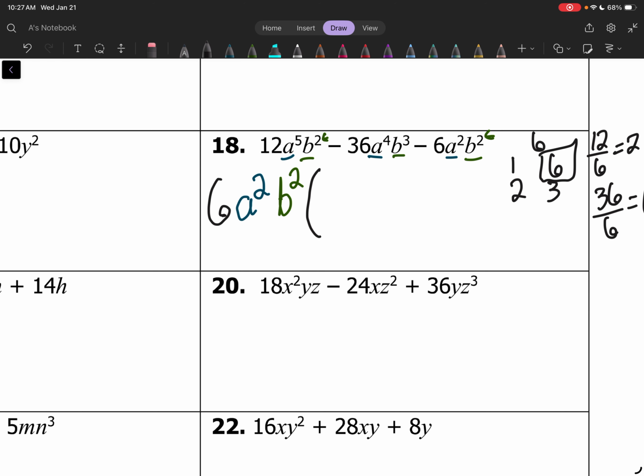All right, 12 divided by 6 is 2. I had 5 A's. I pulled out 2 of them, so I have 3 remaining. I pulled out 2 B's. Out of the 2, I have nothing remaining for B. 36 divided by 6 is 6. I had 4 A's, I pulled out 2, so I have A squared remaining. I had 3 B's, I pulled out 2, I have 1 remaining. 6 divided by 6 is negative 1. I pulled out both A's, I pulled out both B's, I'm finished.